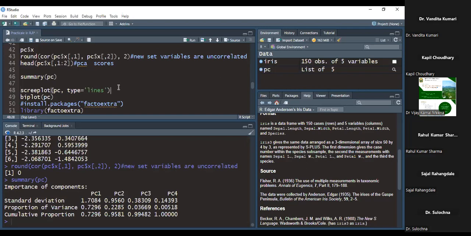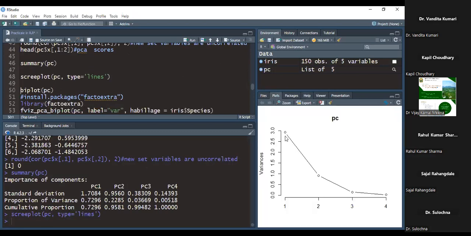One method used to decide how many principal components to take, as I mentioned, is the scree plot. For the scree plot, the name of our variable is PC, and the type of plot is lines. So let's run this line.